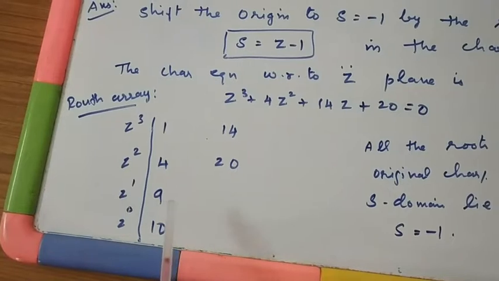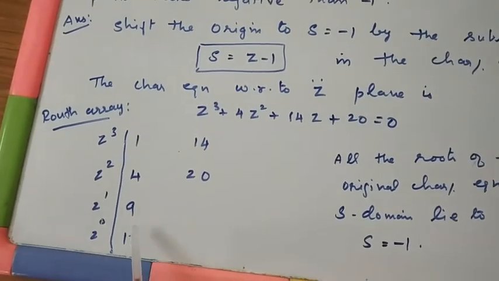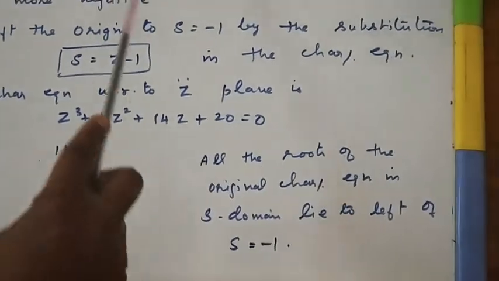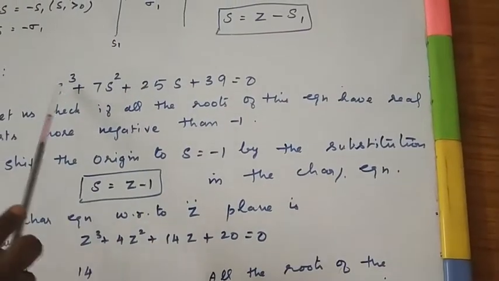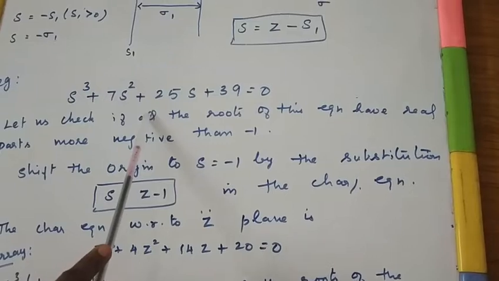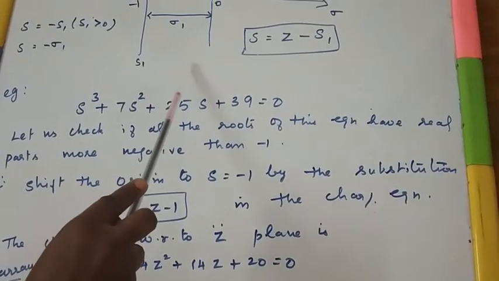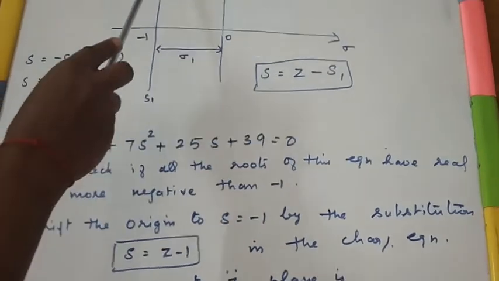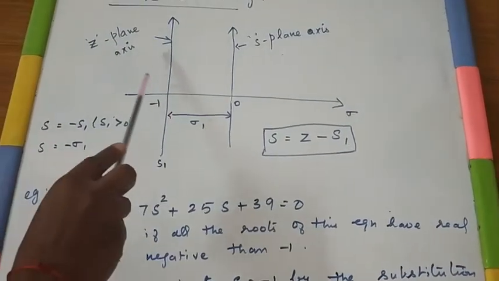So stable with respect to what? That we have to now tell. So now all the roots of the original characteristic equation in the S domain lie to the left of S is equivalent to minus 1.